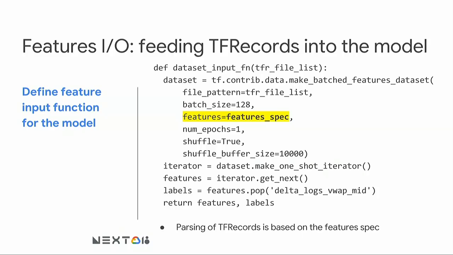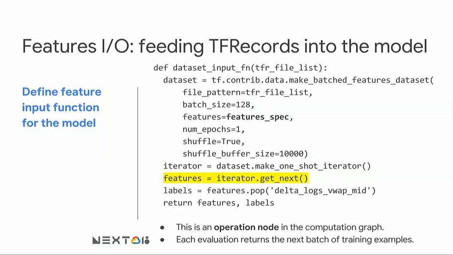Now, the feature spec is what we constructed earlier. Number of epochs is set to 1. This simply means that we are reading the data set just once. You can read it several times if you wish. Shuffle is set to true. What this does is randomize the order in which it puts training examples that it reads from the file into batches. It makes the model more robust. Then we make an iterator. So make one-shot iterator simply creates an iterator that reads the data from the data set just once. There are other types of iterators. Some of them read data more than once.